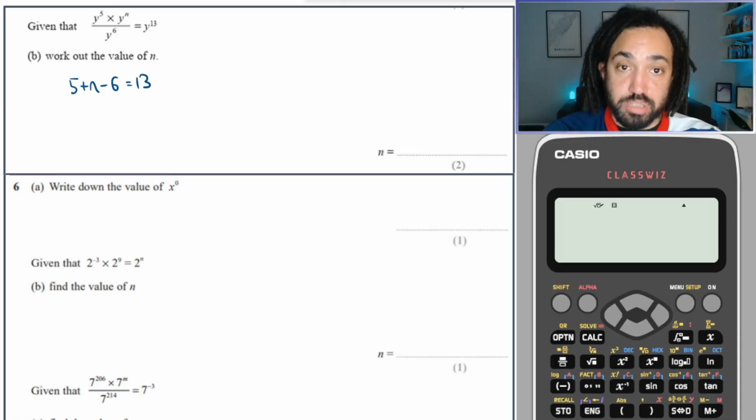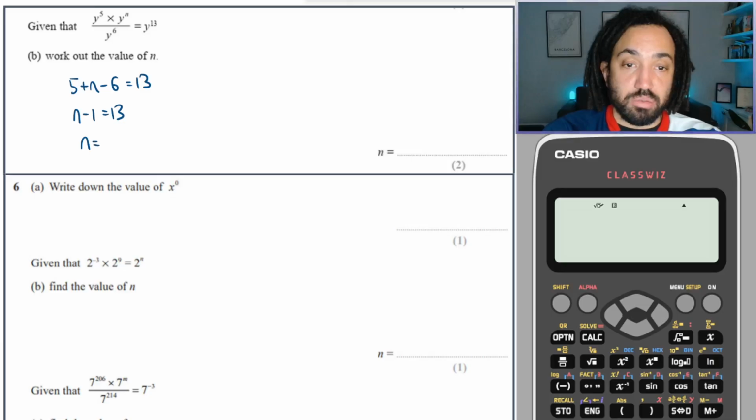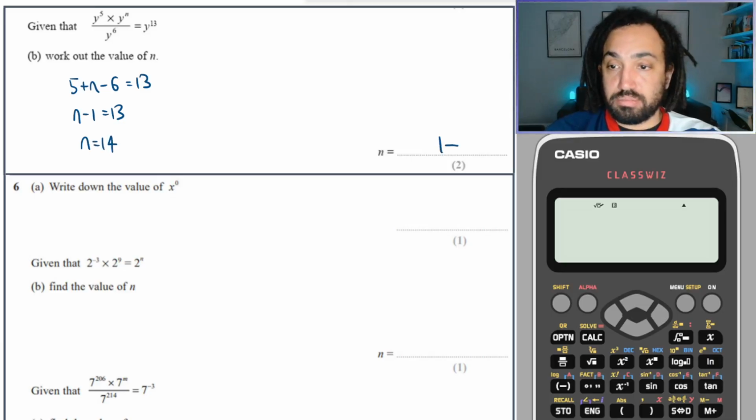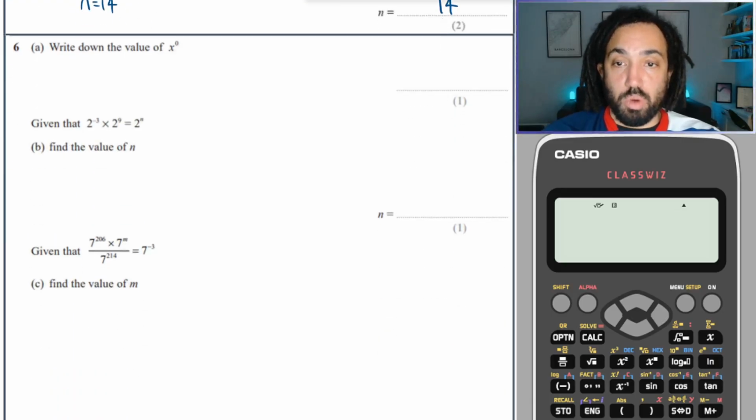Okay, next page. We have, again, very similar, 5 plus n minus 6 equals 13, because we add the powers when we times, we subtract the powers when we divide. 5 minus 6 is minus 1, so that's n minus 1 equals 13, so n equals 14. Anything to the power 0 is 1.